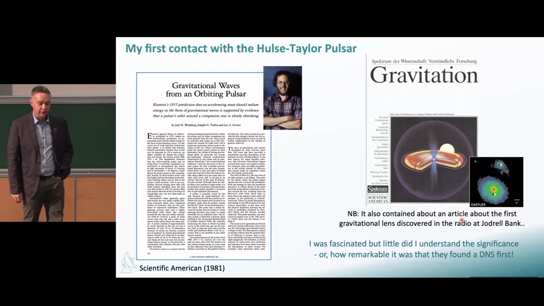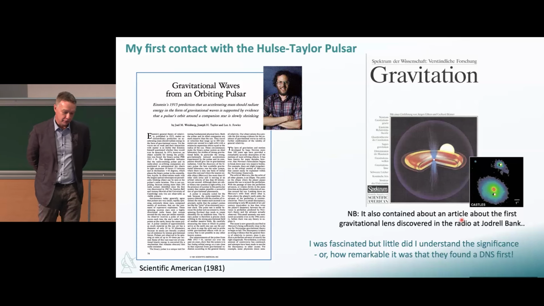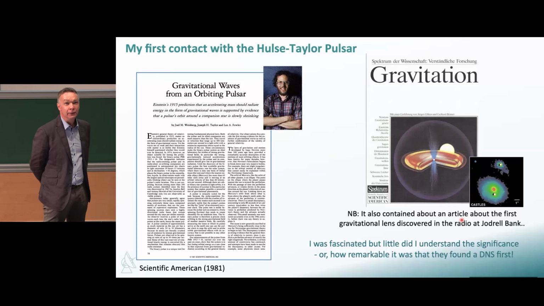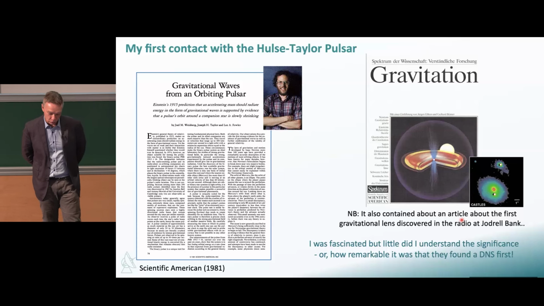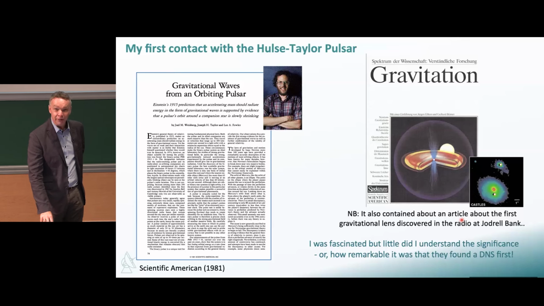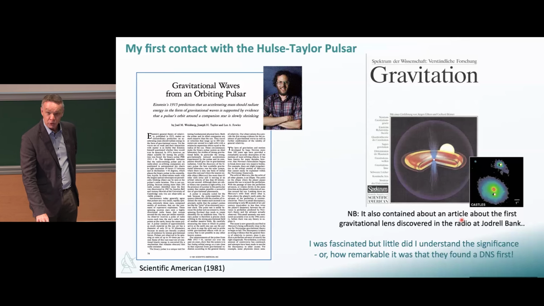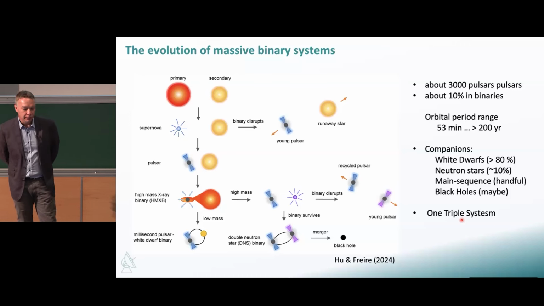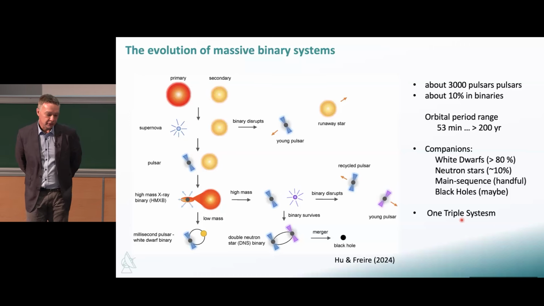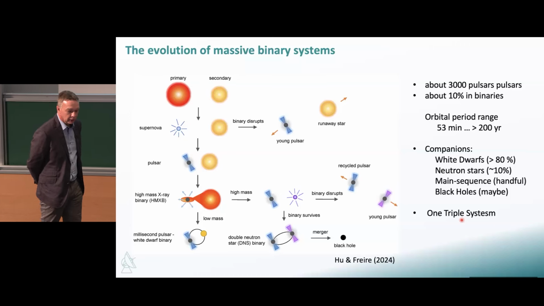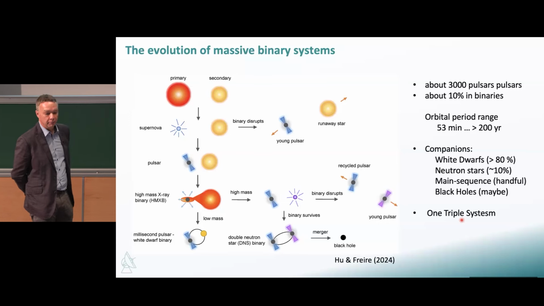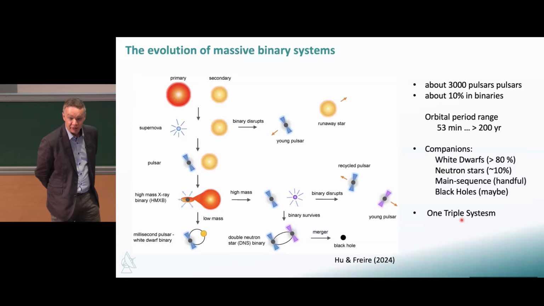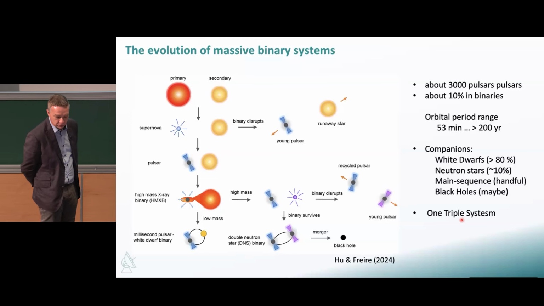Little did I understand the significance of the Hulse-Taylor pulsar, as we call it these days, and how remarkable it is that Joe and Russell actually discovered a double neutron star as the first binary. Because as we already heard from Thibaut, there are about 3,000 to 4,000 pulsars, 10% of them in binaries, with orbital periods ranging from 53 minutes to over 200 years. And these very long periods are very rare. There are only a couple of those.